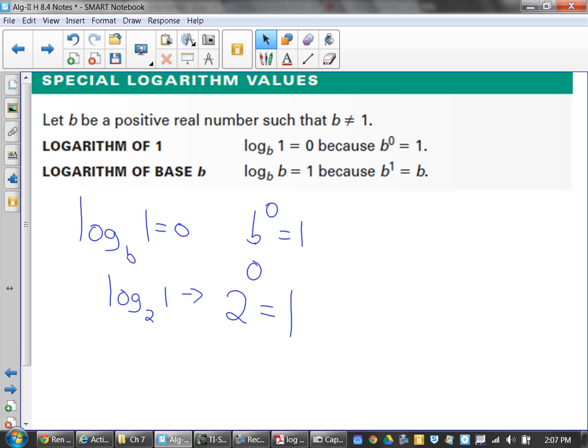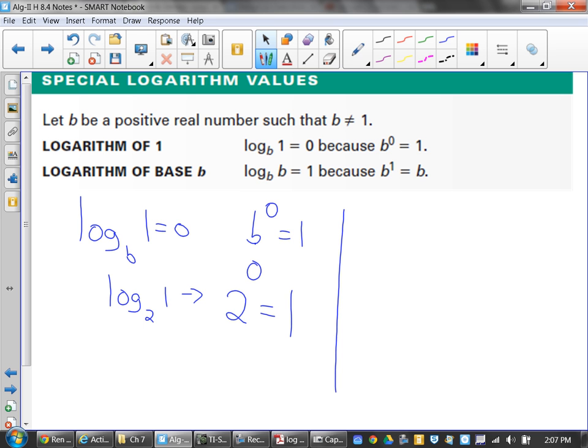Same idea when you're saying that log base b of b is 1. What that is saying is b to the first power is b. Because what is anything to the first power? Itself.